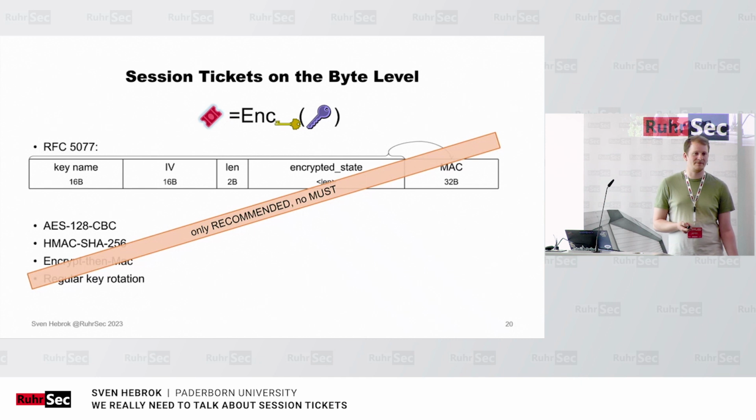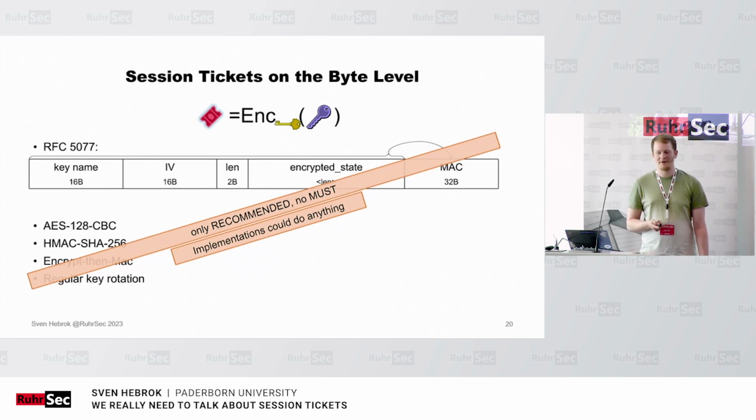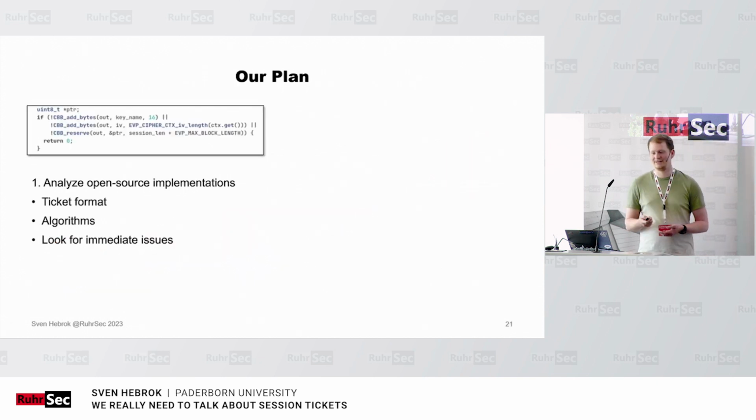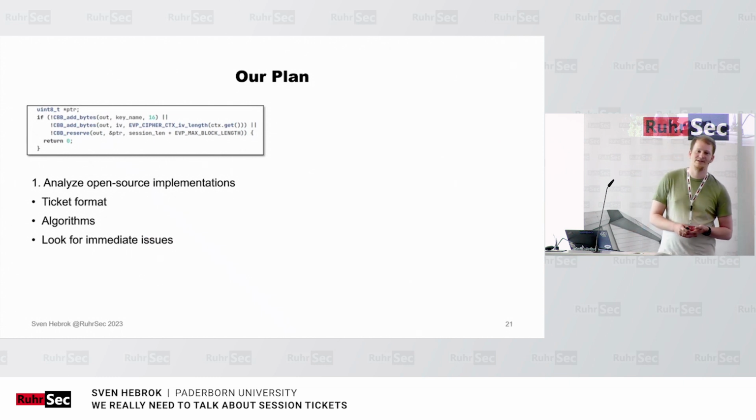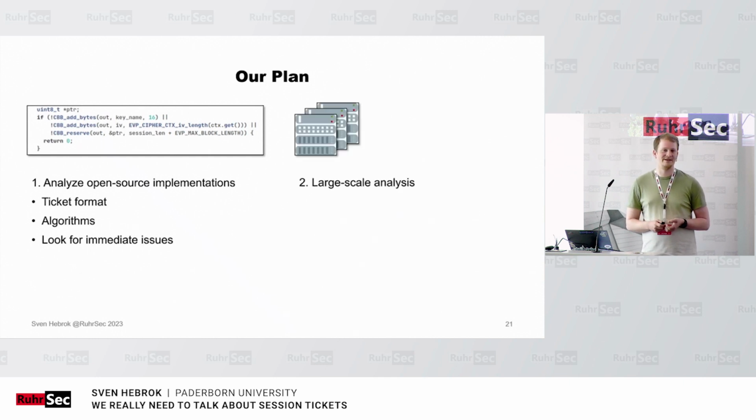However, it's a recommendation, it's not a must. So we don't know what implementations actually do. They could reorder all of the fields, they could use completely different crypto. So before we can actually scan the servers, we have to take another step back and take a look at the open source implementations out there. Our plan was to first analyze them, take a look at the ticket format and the algorithms that they use, because AES-CBC was recommended, but it's not mandatory. While we are looking at the source, we can also look for immediate issues. And after that, we can finally scan.